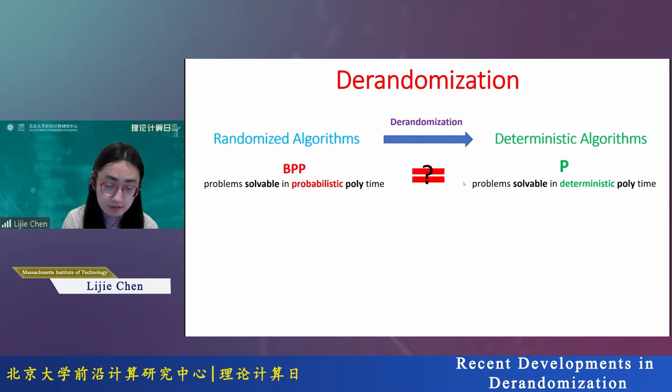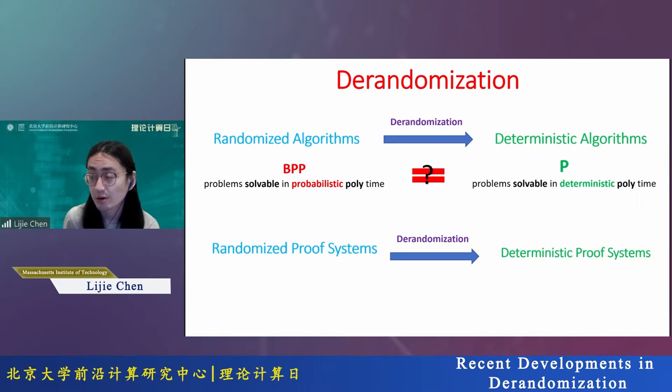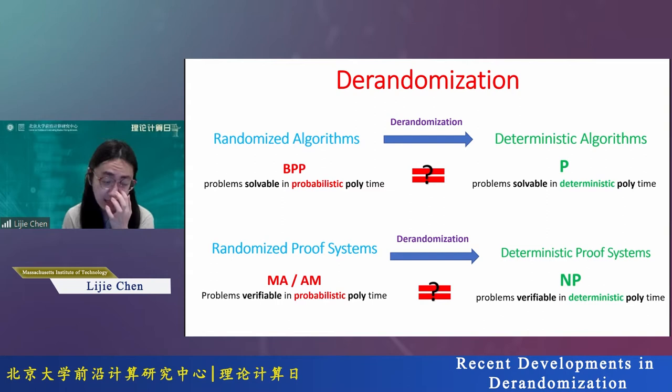And of course, we can also talk about proof systems, which are very useful in crypto and other areas. Randomized proof systems are very, very useful in practice. But deterministic proof systems capture NP. And the randomized proof systems are like Merlin-Arthur or Arthur-Merlin. So the natural question is, can you derandomize, can you convert any randomized proof system into an equivalent deterministic proof system? Or equivalently, is AM equivalent to NP? Here it's important that AM only has constant rounds, because otherwise you can do more things than NP.